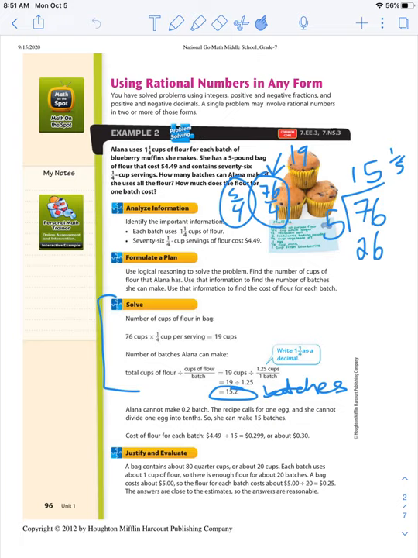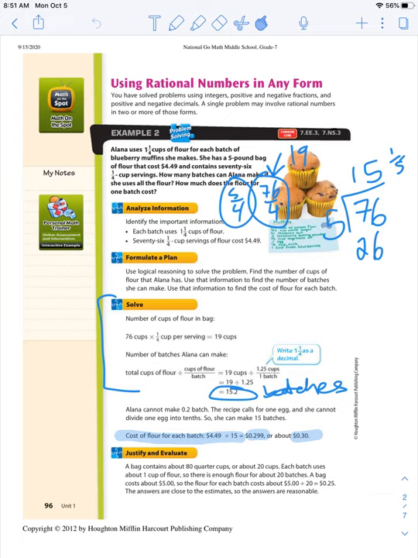All right, the second thing we're asked to solve is how much does the flour for one batch cost? Well, we know that whole bag costs $4.49. We also know that she can get 15 batches out of that bag. So we're going to take the cost of the flour, $4.49, divide it by 15. We're rounding down since she can't make 0.2 of a batch. And that's going to equal 0.29, repeating, or about 30 cents. So each batch costs about 30 cents in flour.